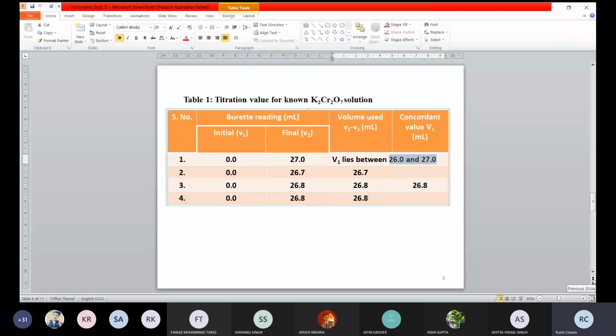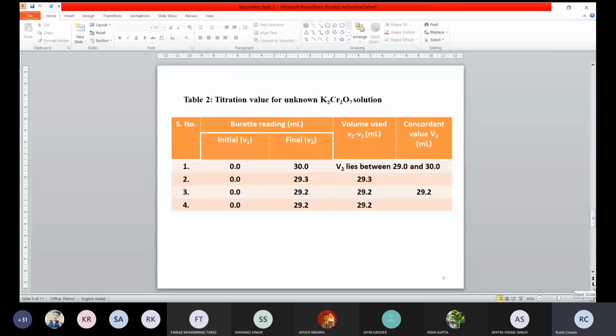Come to table 2 now. The same procedure will be repeated for the unknown potassium dichromate solution. And again, you have to work for the concordant value. Suppose in this case, it comes out to be 29.2 ml. Again, take a screenshot of this table.